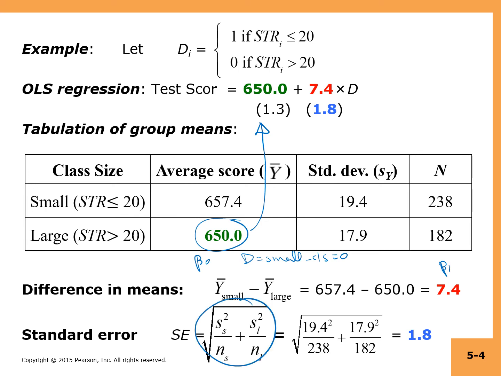The standard error of beta 1 can be calculated using this formula. You can plug the standard deviation and the sample size into the formula to calculate the standard error of beta 1. But you never have to calculate this by hand, so you don't have to worry about memorizing it.